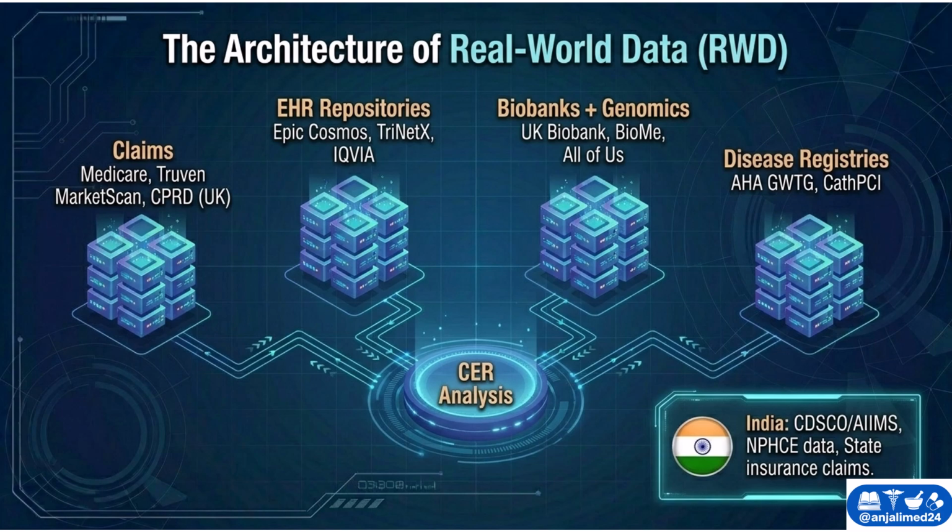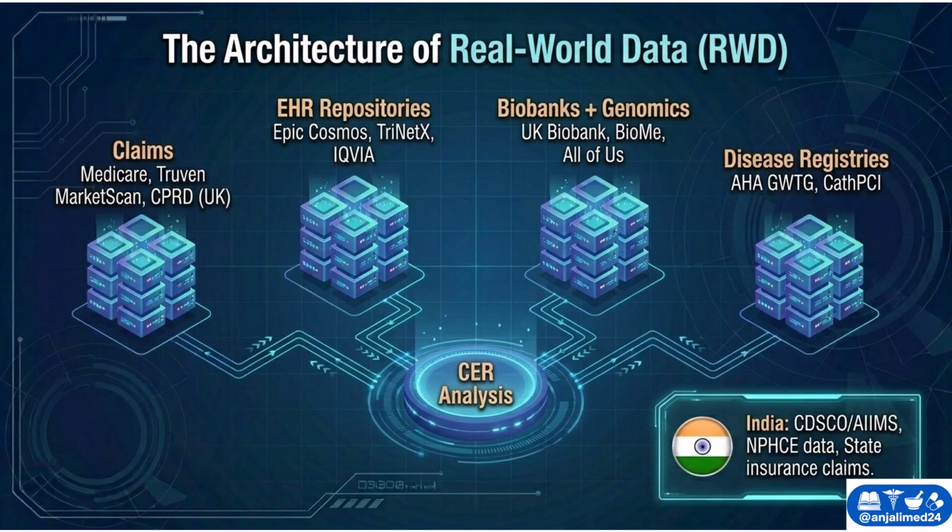The second pillar is electronic health record repositories. Platforms like Epic Cosmos, TriNetX, and IQVIA integrate real clinical information directly from hospitals and healthcare systems. Unlike claims data, EHR datasets often include laboratory values, imaging results, vital signs, and physician documents. These provide much richer clinical detail for advanced analysis.